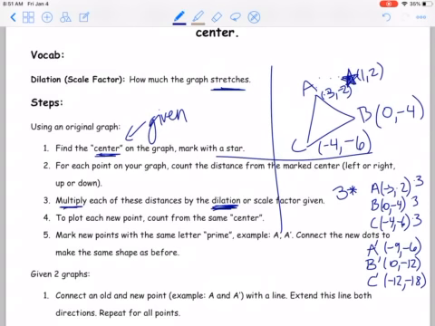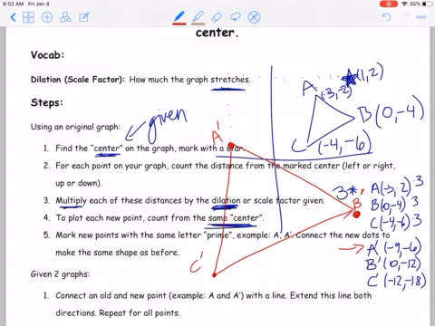And then when you go to graph it, you have to count from that center point that you started with. So on this center, let's show you in a different color, -9, -6, we'll go back 9, down 6. That's our new A. You do the same thing for B, same thing for C, and you should get a graph that is bigger, and it's not bigger just around the shape, it's actually bigger going from the center. So C might be down here, and then you connect the dots, boom, boom, boom.